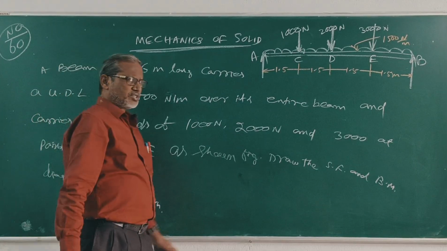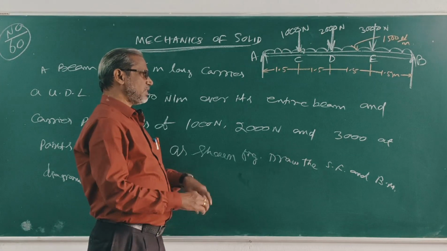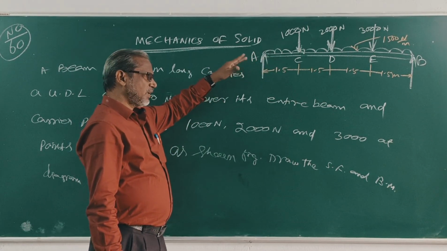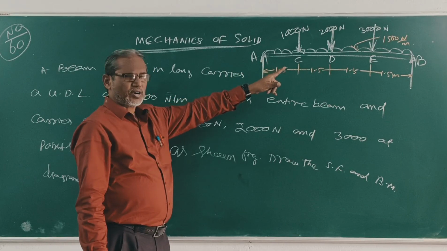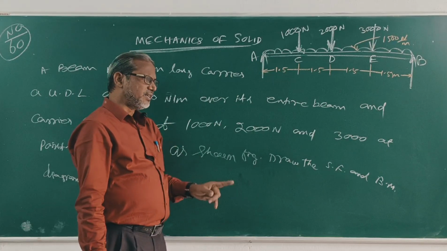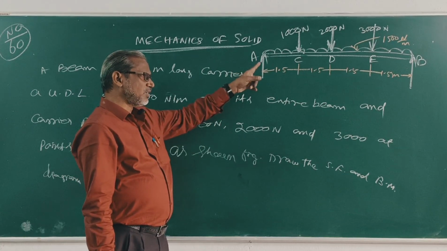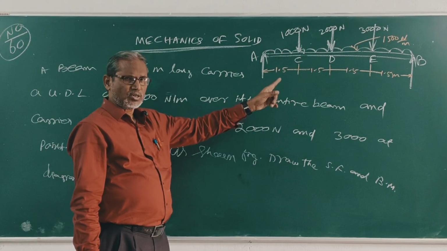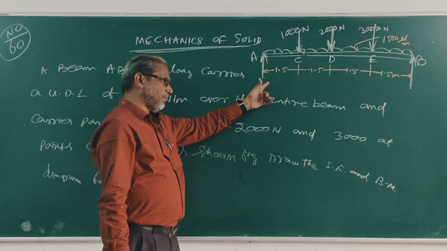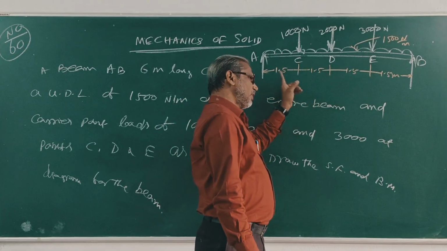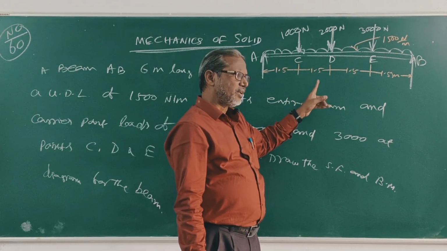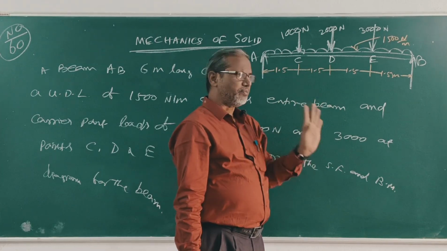Clear? This is question number 60. The question is: the beam AB, 6 meter long, carries a UDL of 1500 Newton per meter over its entire span and takes three point loads of 1000 Newton, 2000 Newton and 3000 Newton at a distance of 1.5 meter, 3 meter and 4.5 meter from the left support. Draw the SF and BM diagram for the beam.